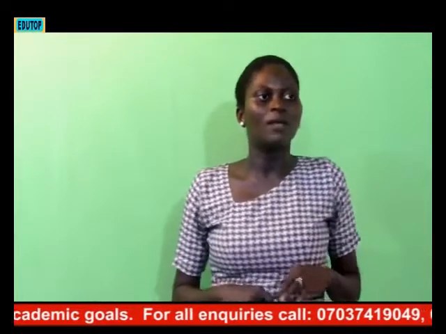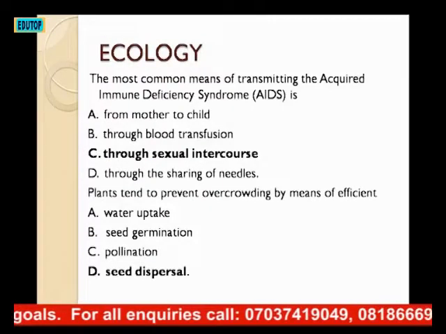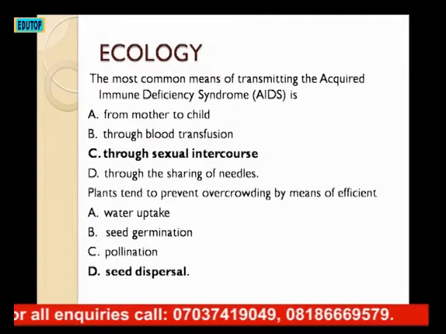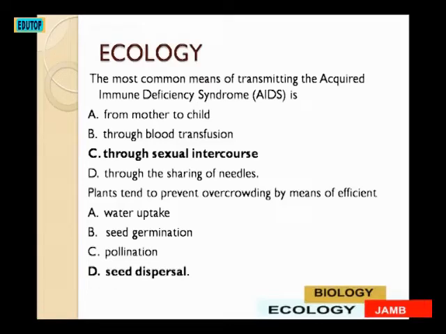The next question: the most common means of transmitting the acquired immune deficiency syndrome, AIDS, is A. from mother to child, B. through blood transfusion, C. through sexual intercourse, D. through the sharing of needles. The answer is obviously C, through sexual intercourse. That is the most common means of transmitting AIDS.